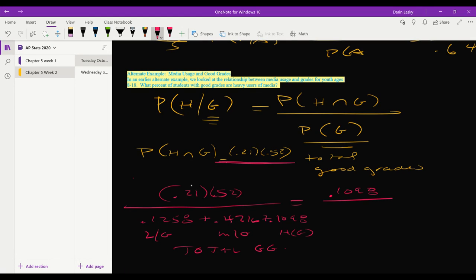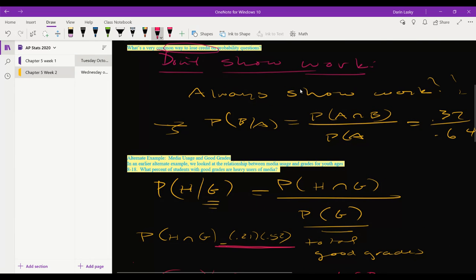So if we add all that up, it equals 0.6566, which then ends up becoming 0.166, or 16.6% of the students who get good grades are heavy users if they have good grades. Okay. All right.